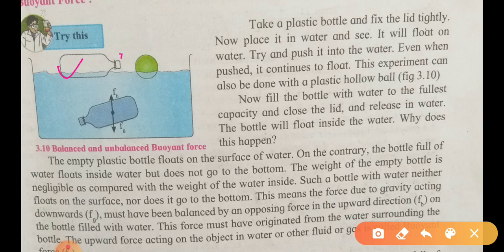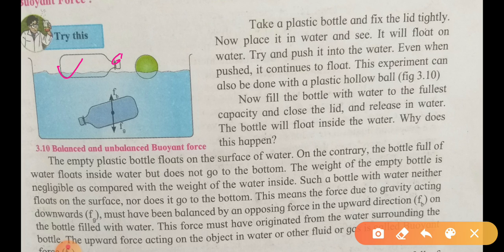Its lid is tightly connected, and when you place the bottle in the water, what will happen? The bottle floats on the water. Now it will float on water. Try and push it into the water. Then what will happen? The bottle comes up.